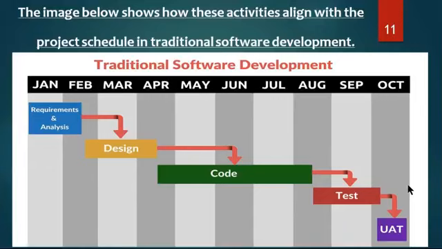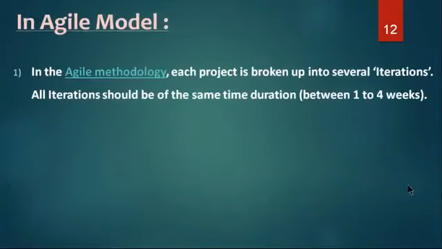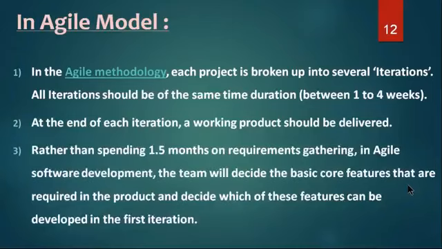But if you consider the agile process, agile is entirely different. It's the same project if you take it in agile. In agile methodology, each project is broken up into several iterations. Iterations, in the sense, number of cycles. All iterations should be of the same time duration, between 1 to 4 weeks. Suppose I'm dividing into 10 iterations, January to October. Every iteration can be 1 week to 4 weeks. It should not go beyond 4 weeks. What does that mean? Every 1 week to 4 weeks, we should be in a position to deliver one working product to the customer.